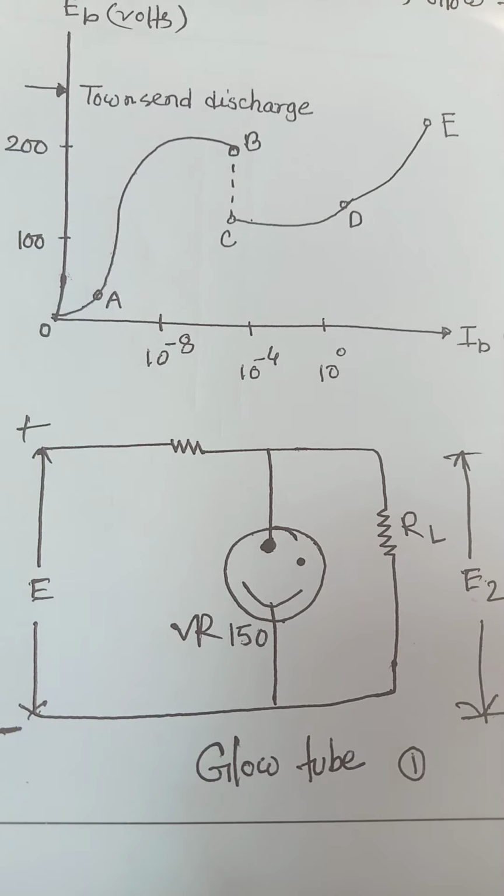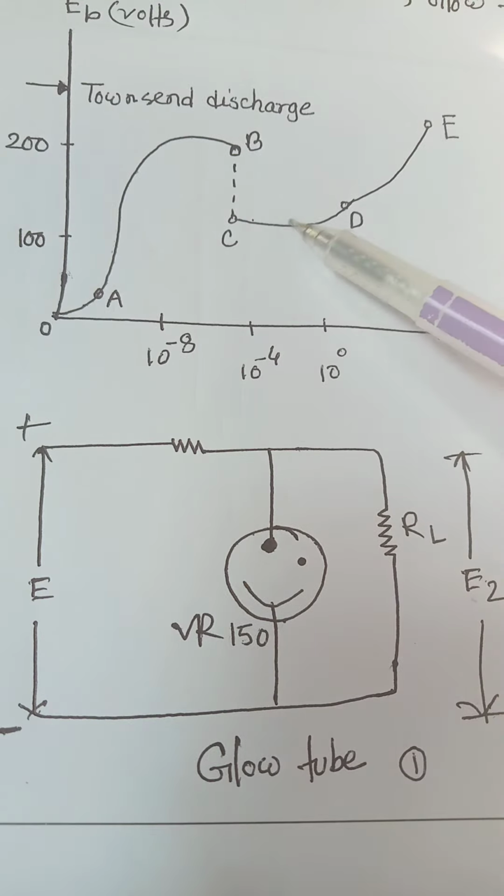Characteristic of cold cathode diode. The volt-ampere characteristic of a cold cathode diode is shown in this figure.